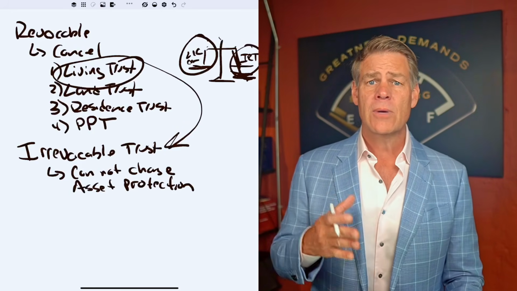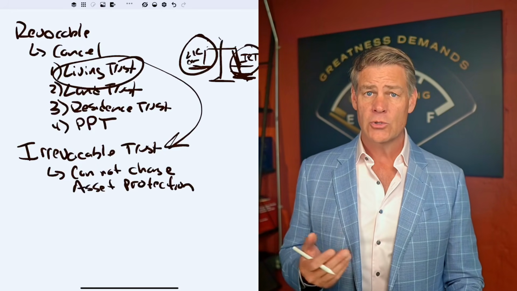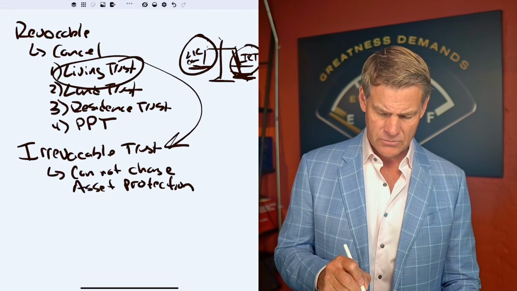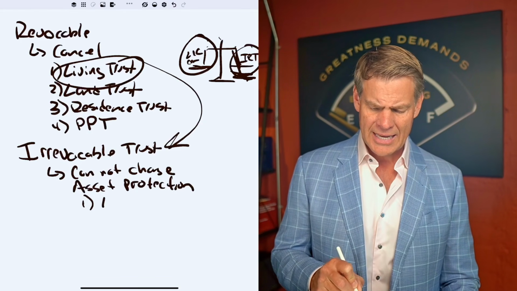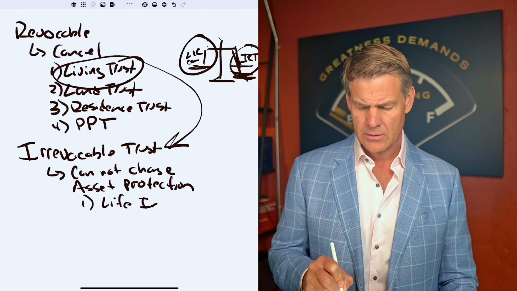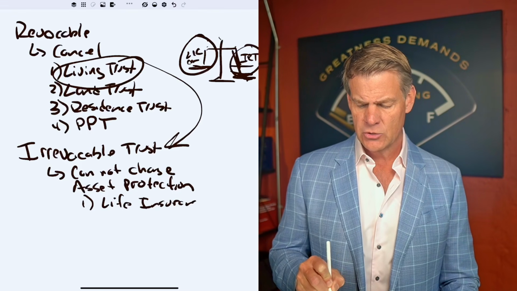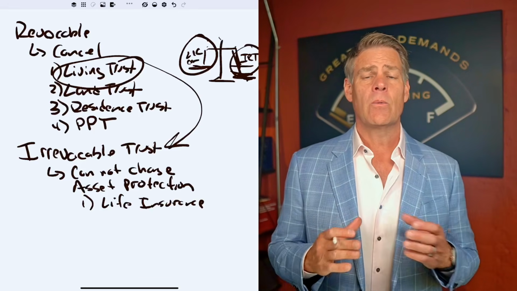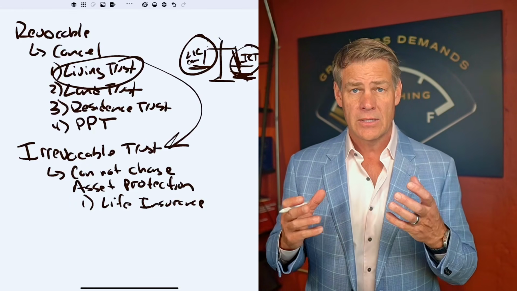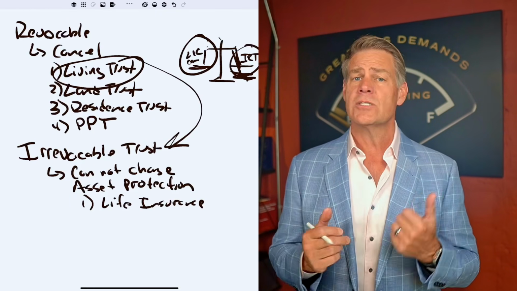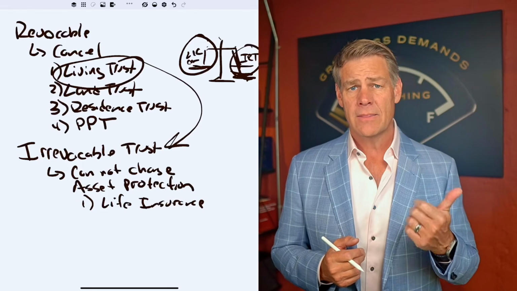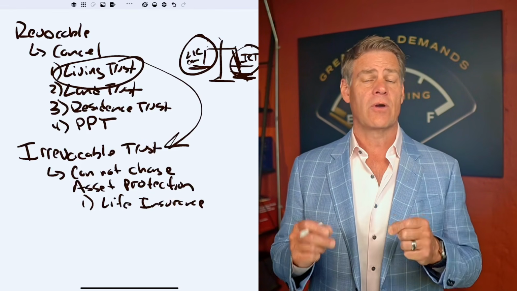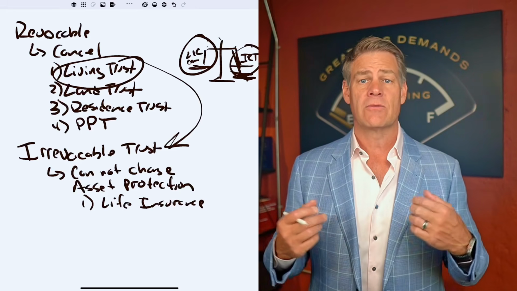So what are some common examples of irrevocable trusts that people will set up that provide asset protection? Well, number one, maybe a life insurance trust. So we set up these types of trusts to hold our life insurance policies. And we do that because we want to make sure that the proceeds we receive when we pass are held in a trust and protected from the beneficiary's creditors and protected from my creditors.